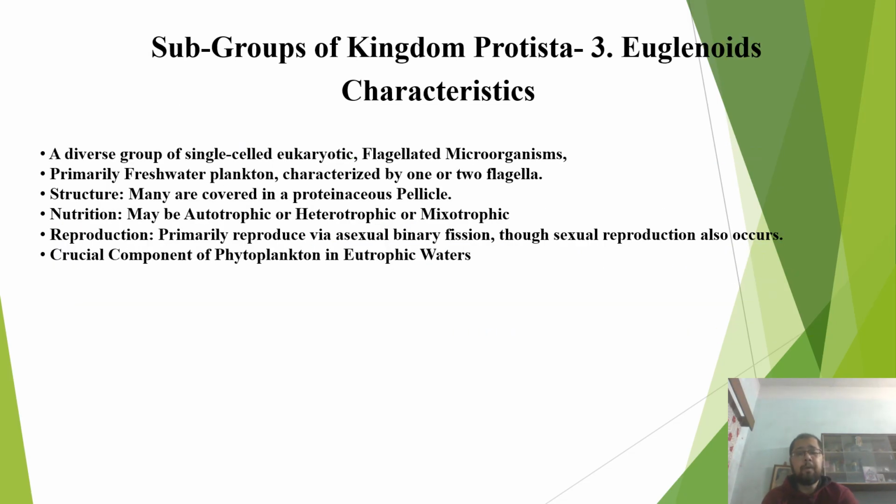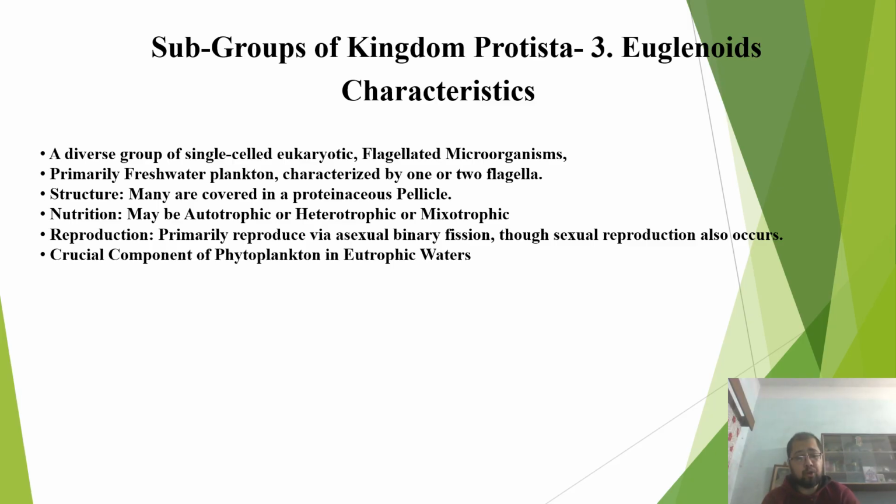The third group of kingdom Protista includes the euglenoids, which are a diverse group of single-celled eukaryotic flagellated microorganisms. They are primarily freshwater plankton, and they mostly occur in eutrophic or highly polluted waters. They are characterized by one or two flagella, mostly one. As for structure, they do not have a cell wall. Instead, they are covered in a proteinaceous pellicle.